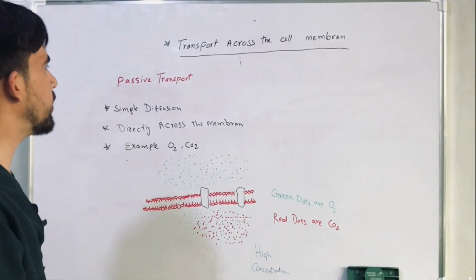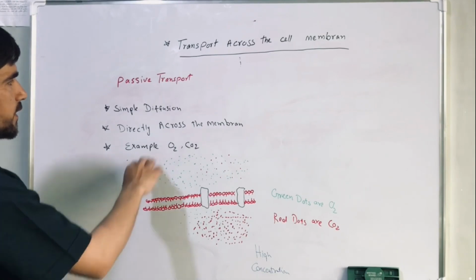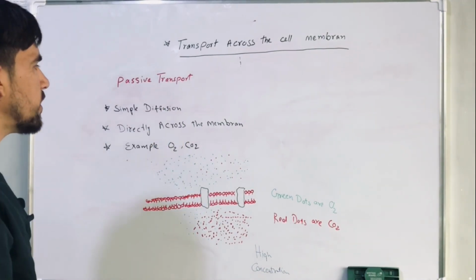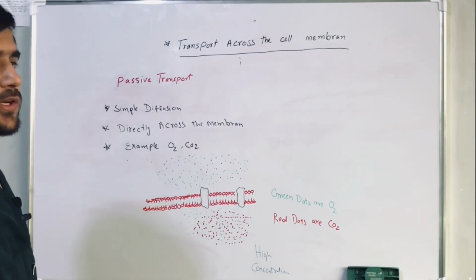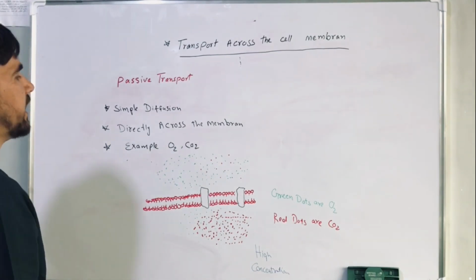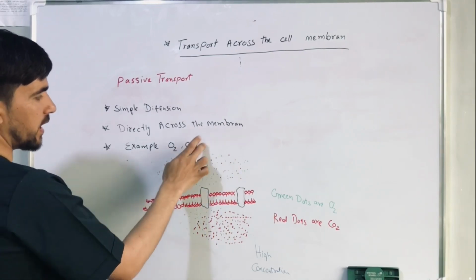As we discussed before, simple diffusion is part of the passive transport that does not require energy. Now, what is simple diffusion? Simple diffusion is the movement of molecules from high concentration to lower concentration without any energy. It occurs directly across the cell membrane, for example, oxygen and carbon dioxide.